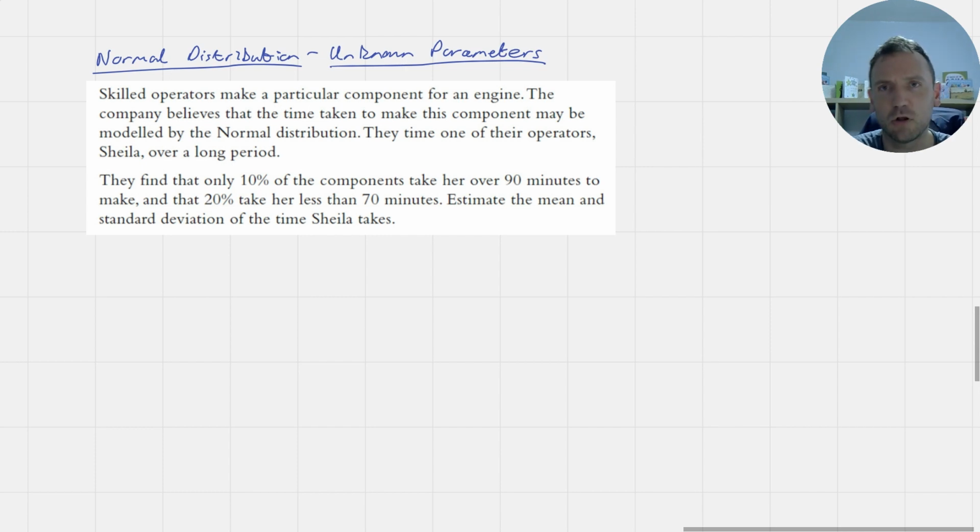Now, I would recommend always starting by drawing a little picture of your normal distribution, of your bell curve, labeling that on, and then we can use that to try and go from there. So we've got our bell curve here. That should be a little bit more symmetrical, but I'll go with that. It's going to be good enough for our purposes.